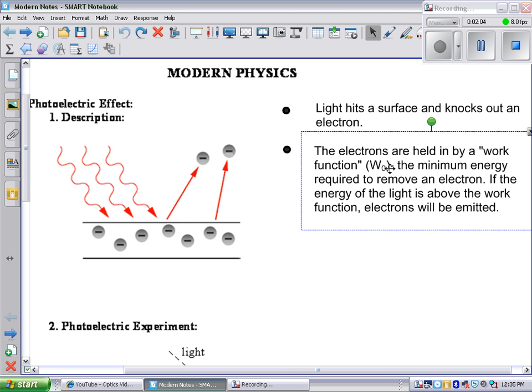We're going to use the symbol W0 for that. It's the minimum energy required to remove an electron. If the energy of the light is above the work function, then electrons will be emitted. So remember, energy and work are kind of synonymous. They're both in joules. The definition of work is change in energy. So they called this minimum energy the work function.